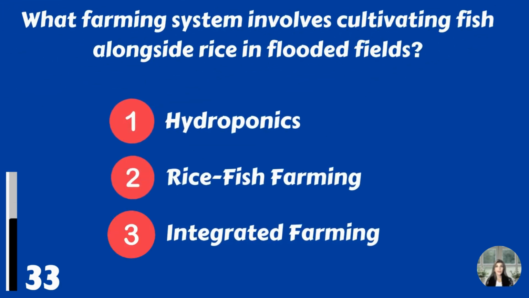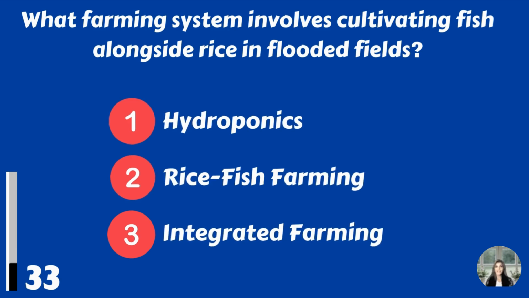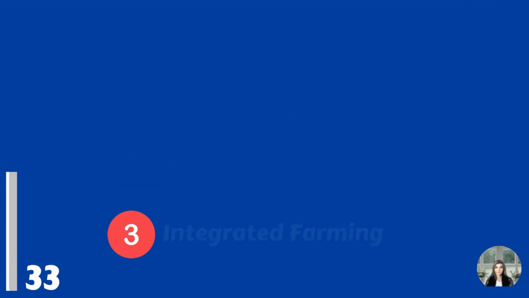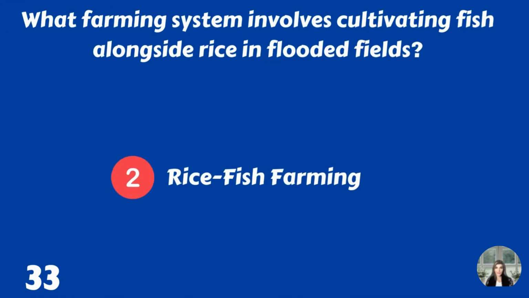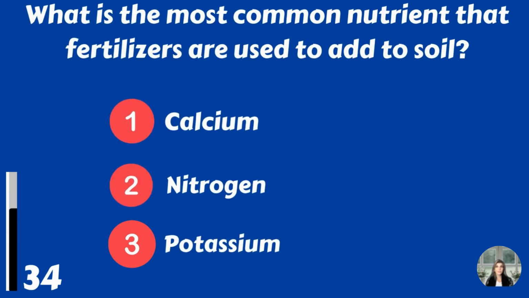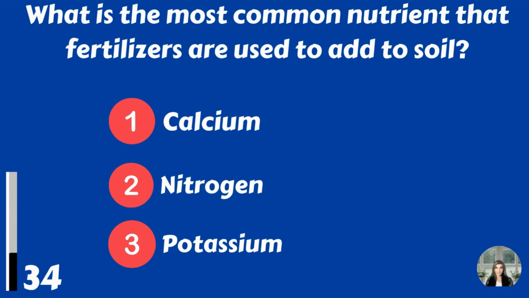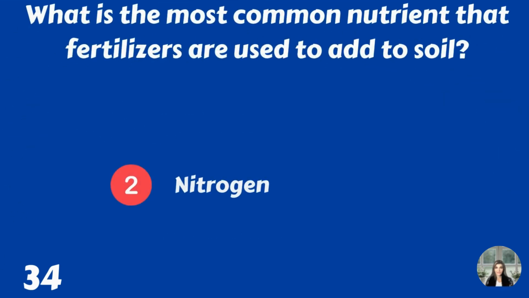What farming system involves cultivating fish alongside rice in flooded fields? Hydroponics, rice fish farming, or integrated farming? Rice fish farming. What is the most common nutrient that fertilizers are used to add to soil? Calcium, nitrogen, or potassium? Nitrogen.